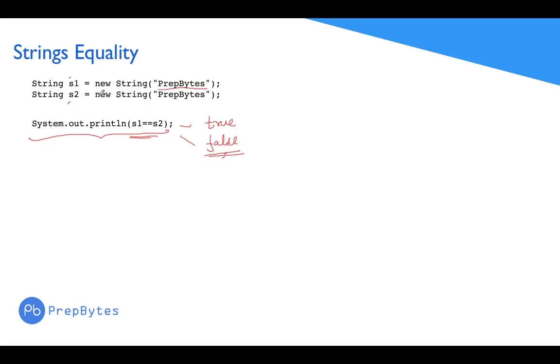What happens here is we are creating an object S1. So we have a string prepbytes. Let's say this is the Java heap area, right? We are creating an object S1 and we are creating a different object S2. S1 points to prepbytes and S2 also points to prepbytes. But S1 and S2 are two different objects. They are not the same objects.